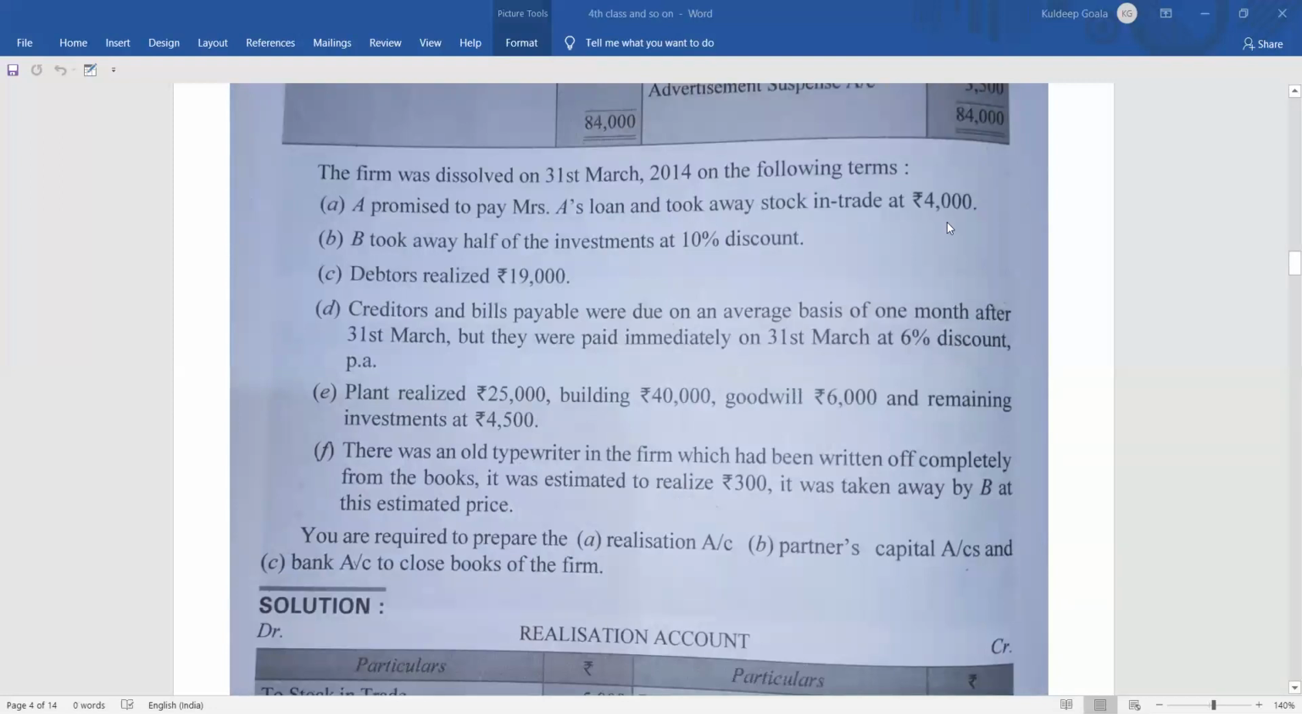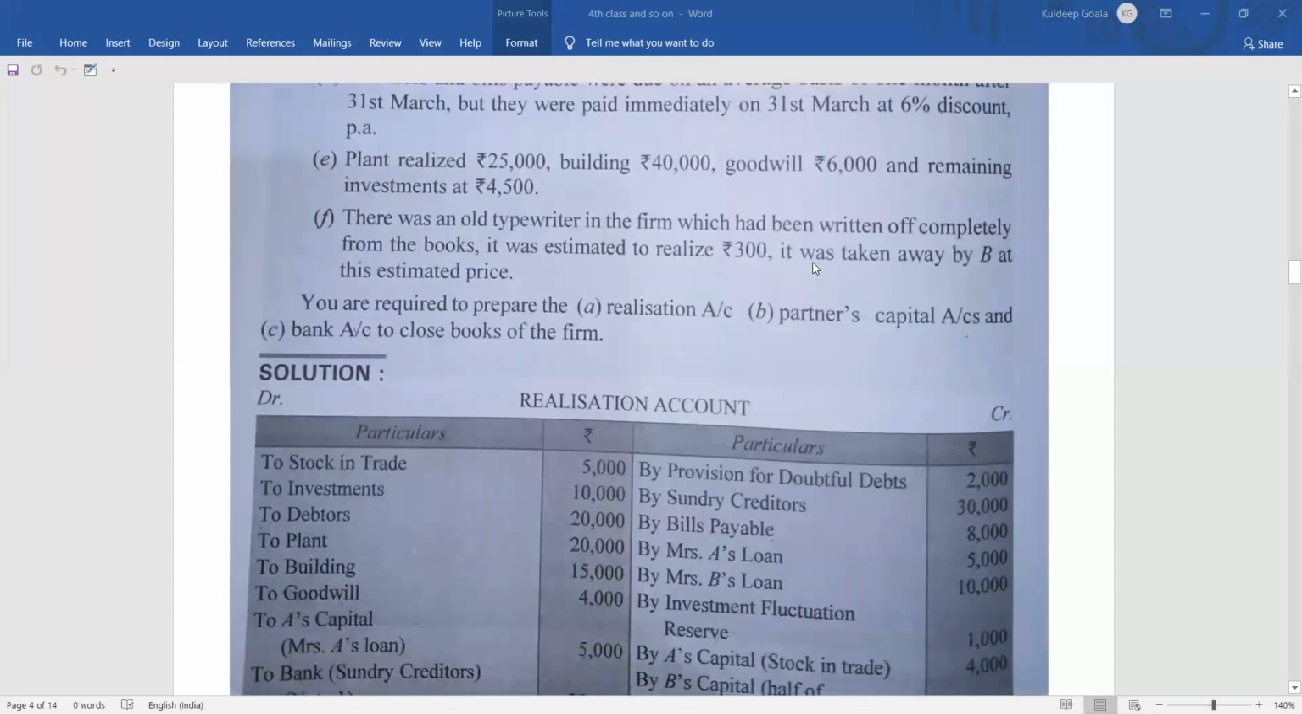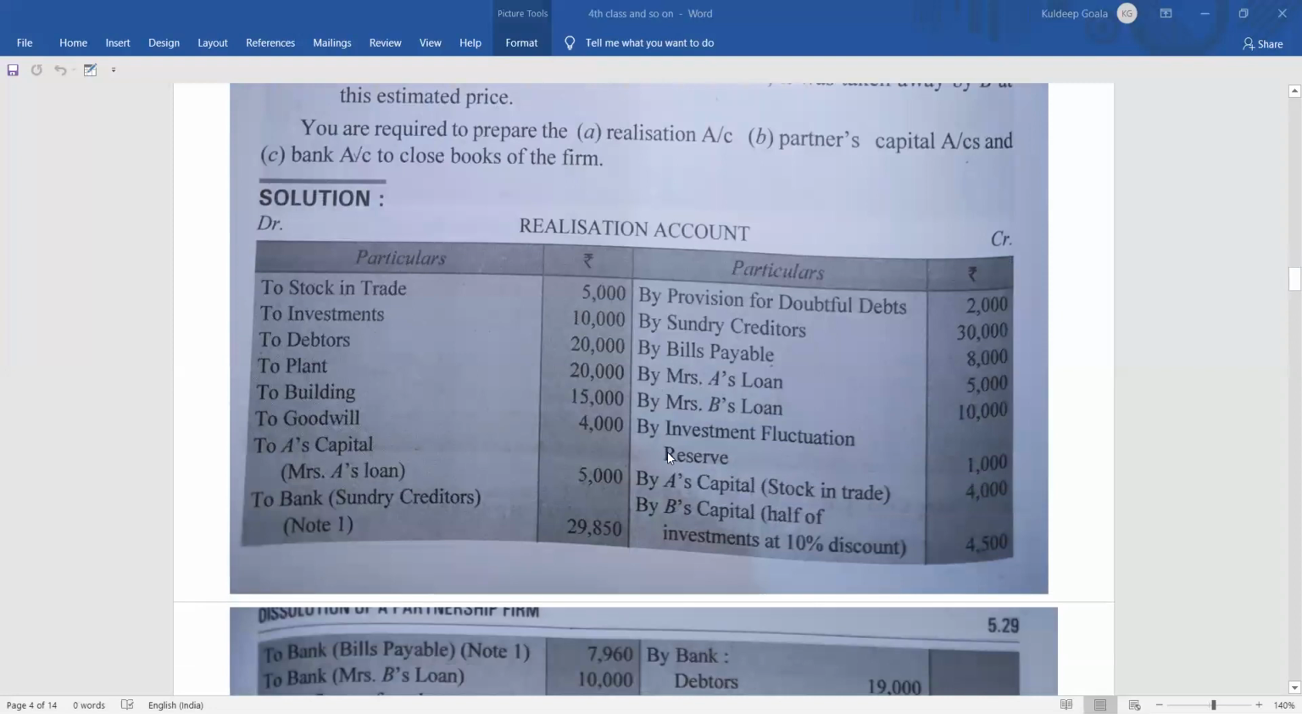Then coming to the next one, A took away stock in trade at 4,000. Stock in trade was taken away by A. So this time A is taking an asset. If A is taking a liability, the journal entry was realization account debit to A's capital account. And now the journal entry will be opposite. A's capital account debit since he is taking the asset. So A's capital account debit to realization account. So realization credit side you can see by A's capital account, stock in trade 4,000.